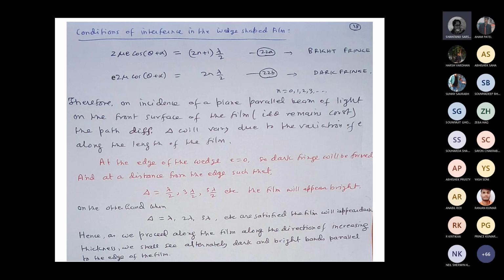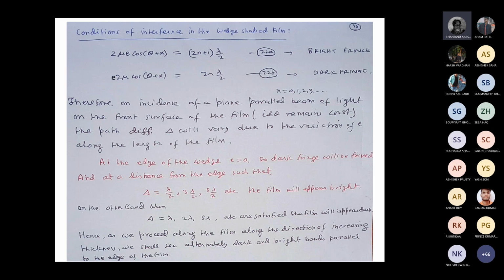Now as you move away from the edge, you get some positive value on the left-hand side. So the next condition will be bright. First it is zero, and then you have lambda by two. As soon as the path difference becomes lambda by two, it will satisfy the first order bright fringe. Then when it again becomes 3 lambda by 2, it will again be bright. When 5 lambda by 2, it will be bright, and so on. In between, there will be dark fringes.